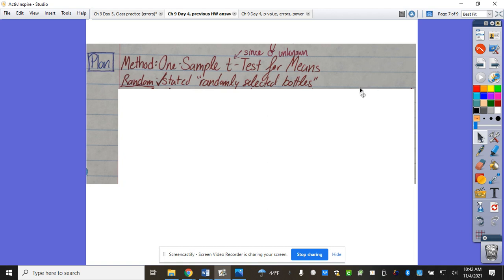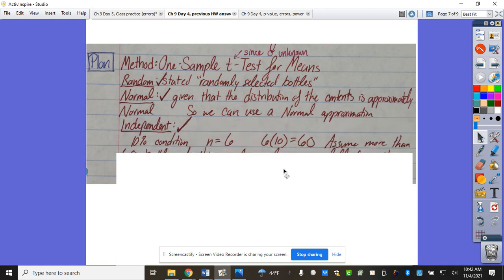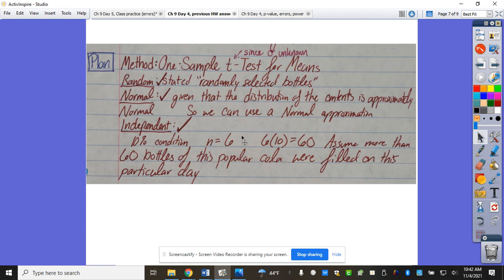What is my next condition? Normal. And what do I know for this one? Stated population distribution is approximately normal. This is one where I said you could do it in context instead of saying population distribution. I think it literally in words said distribution of the contents. And then so we can use normal approximation. Independent, 10% condition, our lowercase n was 6, which means our capital N has to be at least 60.